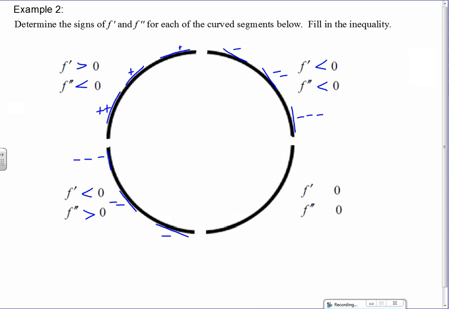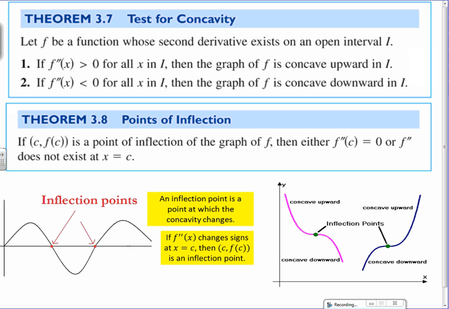F prime on this one, moving left to right, the function is increasing. So we have f prime being greater than 0. If I look at these tangent lines, positive slopes, getting more positive, getting more sharply positive, the rate of change of the tangent lines is increasing. So we get second derivative positive.